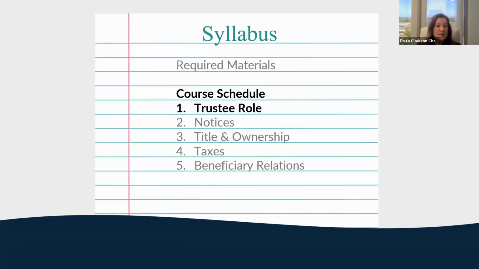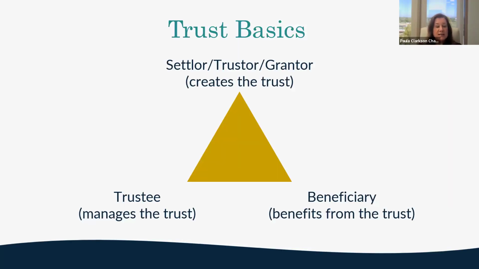Then we want to look at the trustee's general role. Trustees are only one part of the triangle. So when you have a trust, there are three roles. There is the settlor, often referred to as a trustor or grantor. That is the person who created the trust and will always be the same person.